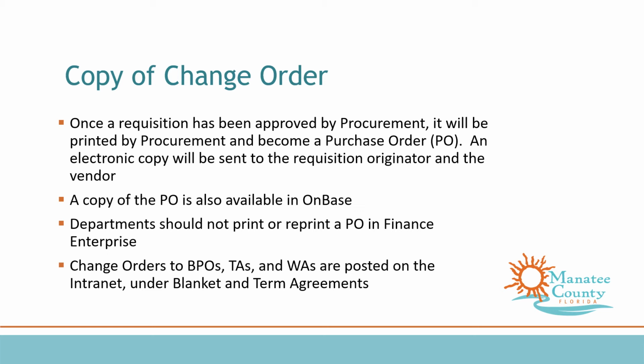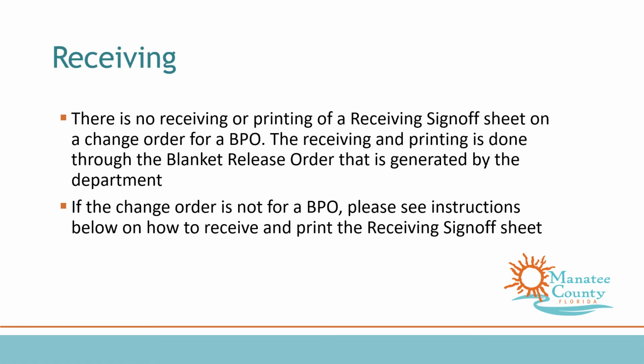Change orders to blanket purchase orders, term agreements, and work assignments are posted on the intranet under Blanket and Term Agreements. There is no receiving or printing of a receiving sign-off sheet on a change order for a blanket purchase order. The receiving and printing is done through the blanket release order that is generated by the department. If the change order is not for a blanket purchase order, please see instructions below on how to receive and print the receiving sign-off sheet.